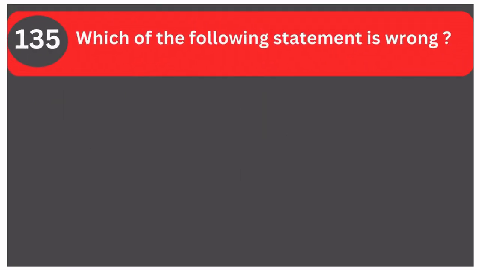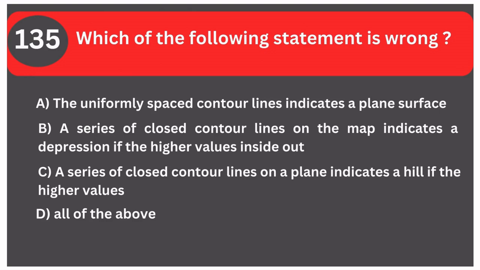Which of the following statements is wrong? A. The uniformly spaced contour lines indicate a plane surface. B. A series of closed contour lines on the map indicates a depression if the higher values are outside. C. A series of closed contour lines on a plan indicates a hill if the higher values are inside. D. All of the above. Answer D. All of the above.